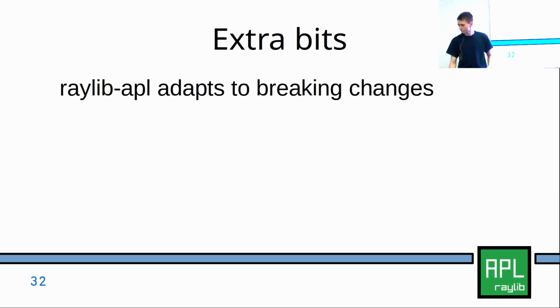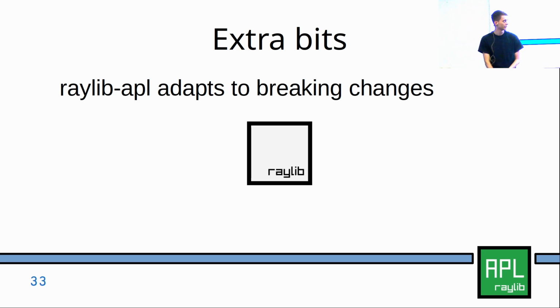Then, now extra bits. For raylib-apl, I didn't write quad NA arguments for 200 functions, because I'm lazy. So I made a parser for it. I made a parser for raylib, meaning it parses the information in the header file, which contains which arguments each function gets, and then it automatically gives the information needed to give to quad NA. I get that code, and then I evaluate it.